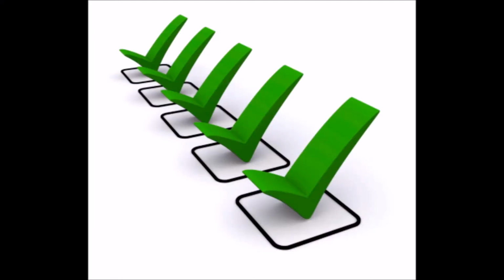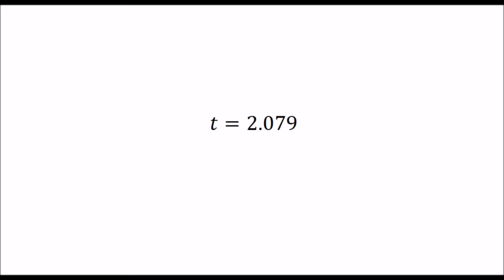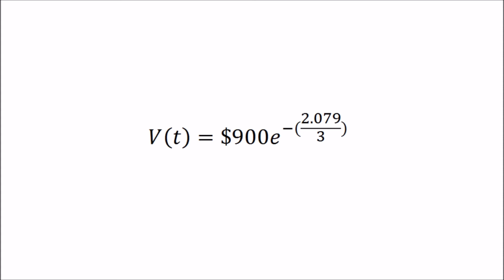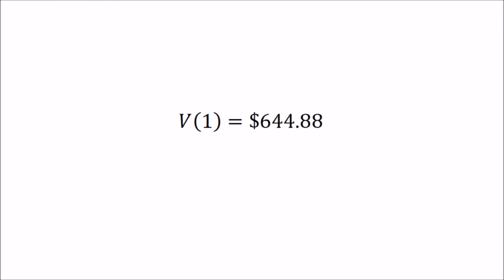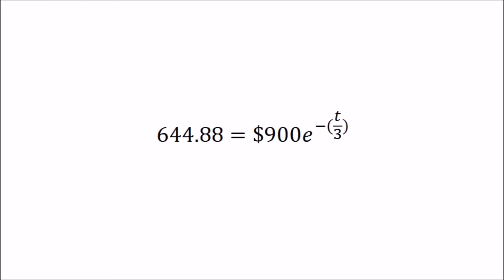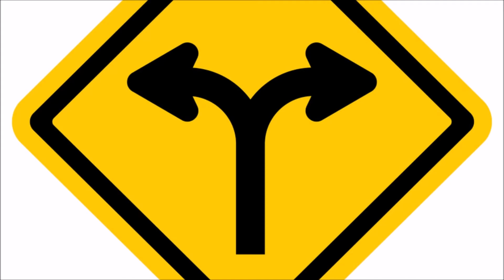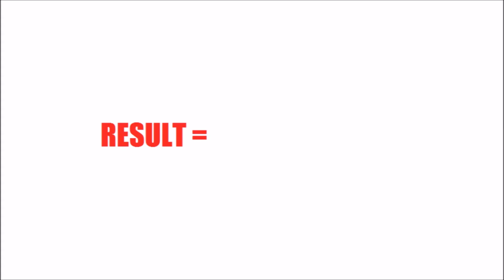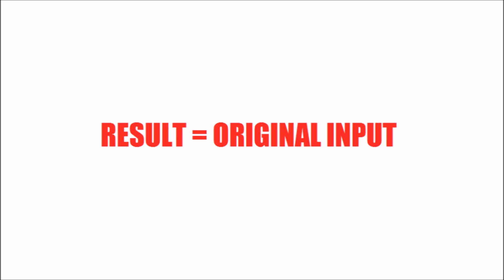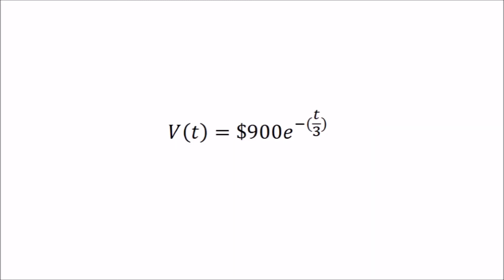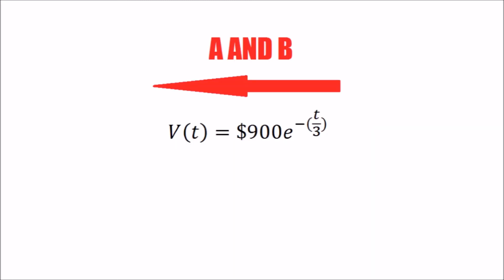You can check your answer by inputting 2.079 into t and solving for v of t using methods outlined in parts A and B. Likewise, you can check the answer that you found in parts A or B by using your final result and putting it into v of t and solving for t. In both cases, you know your answer is right if the final result is identical to the number that you substituted in originally. These methods work because solving for parts A and B is essentially solving for part C backwards and vice versa.